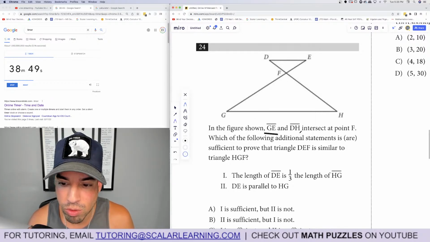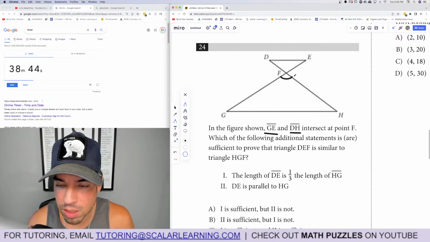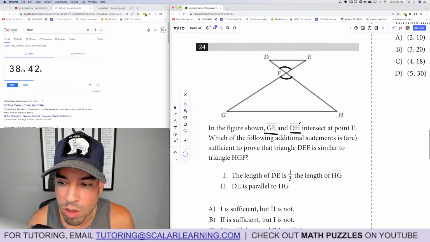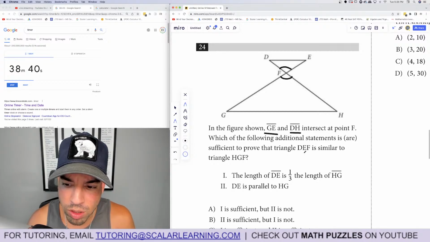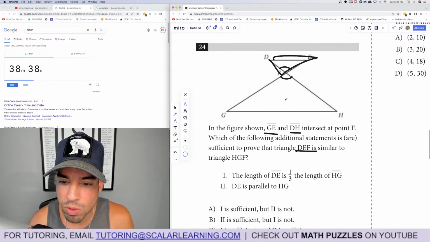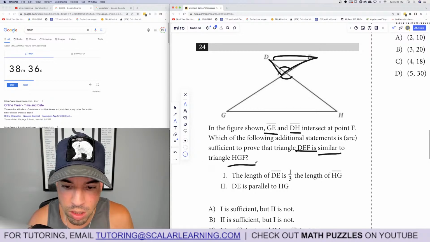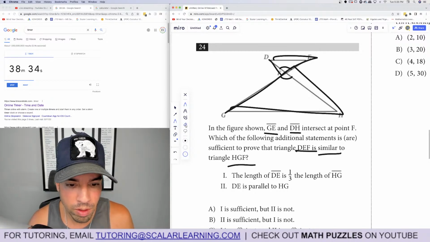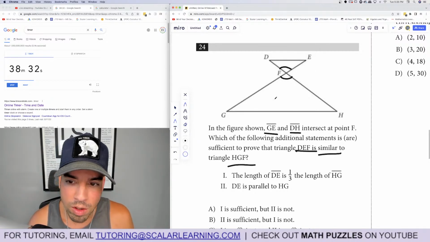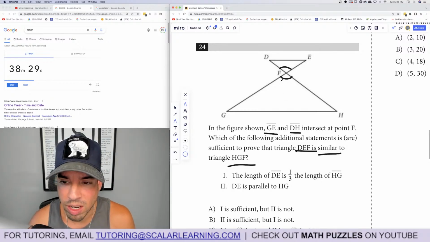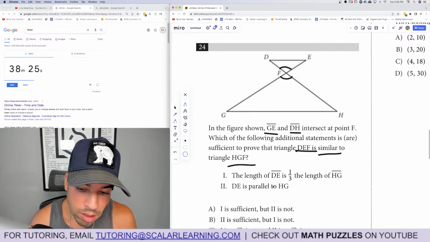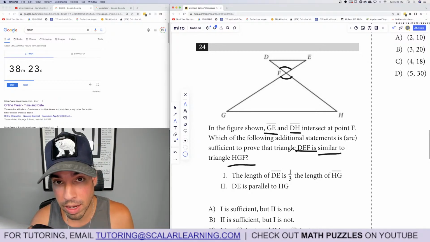24. In the figure, okay, they keep doing questions like this. Geometry ones basically prove that G, E, and A intersect at point F. By the way, I'm putting in the things that we know. Vertical angles are always congruent. Which of the following additional statements are sufficient to prove the triangle DEF is similar to HGF? Boom. Okay. Well, let's see. So we already know that they have one angle congruent. If I can show that there's another angle congruent, I've got angle, angle similarity.